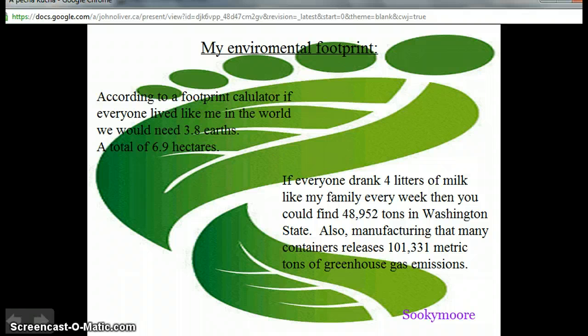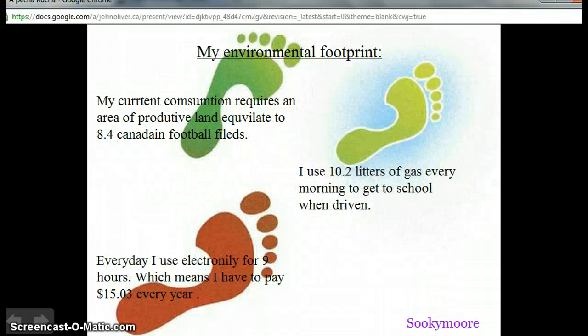My environmental footprint. According to a footprint calculator, if everyone lived like me in the world, we would need 3.8 Earths, a total of 6.9 hectares. And if everyone drank 4 liters of milk like my family every week, then you could find 48,952 tons of containers in Washington State. Also, manufacturing that many containers releases 101,331 metric tons of greenhouse gas emissions.